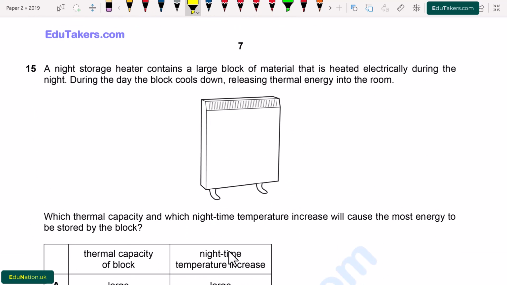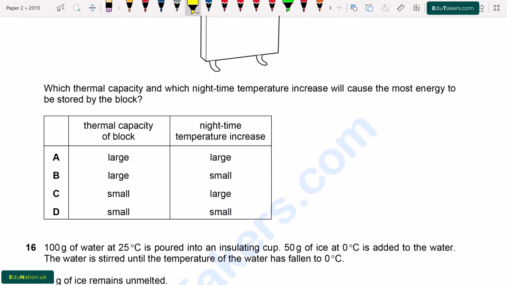Question number 15. A night storage heater contains a large block of material that is heated electrically during the night. During the day, the block cools down, releasing thermal energy into the room. Which thermal capacity and which night time temperature increase will cause the most energy to be stored in the block? So first of all, the temperature increase at night should be larger to heat the block strongly, and the specific heat capacity should be larger because it will make the capacity of containing heat of the block high.